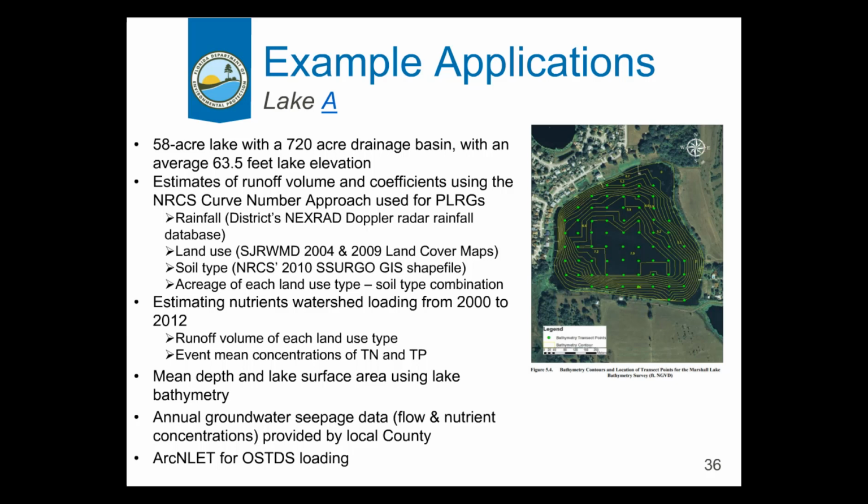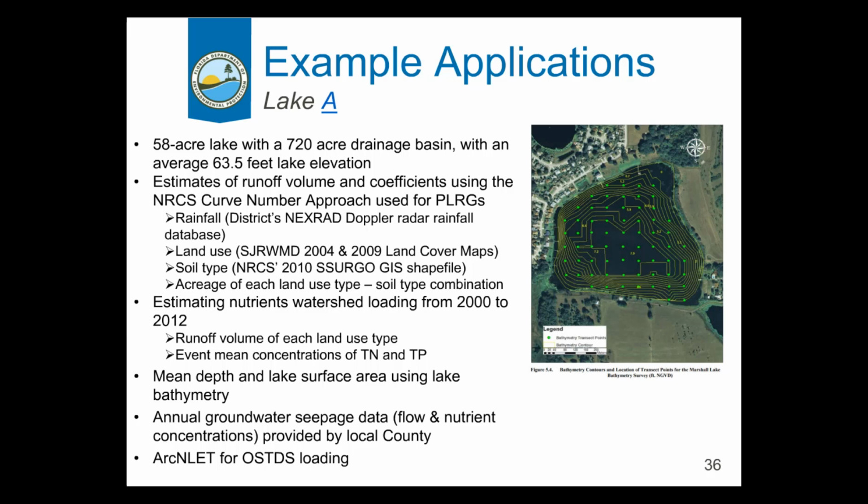Ansel did the simplest approach, and I'm going to give you guys more than you need to know. But this Lake A is just a 50-acre lake, so more on the smaller scale. The watershed's only 720 acres, or the drainage basin, and this lake has an average depth of 63 feet. For this one, we didn't have any bathymetry data, so we had staff go out and collect that, and that's the map you can see.